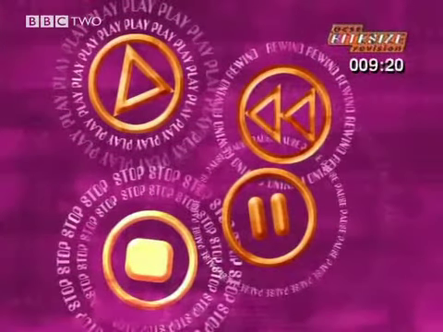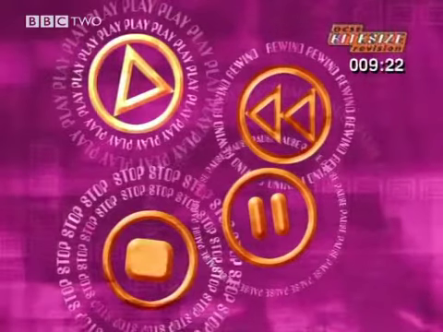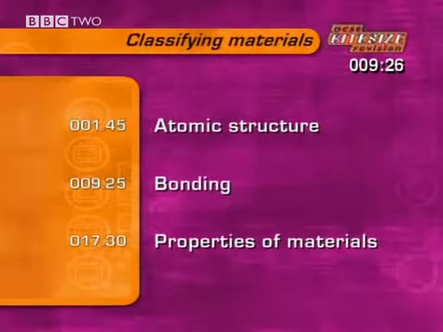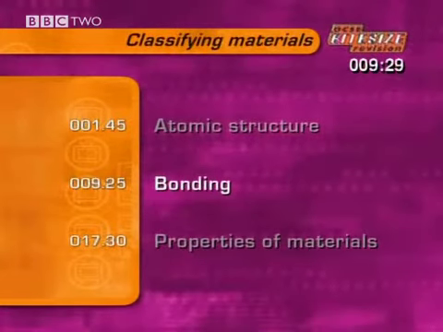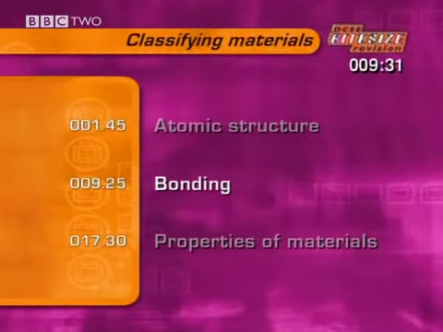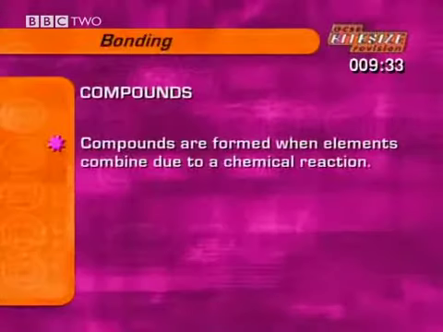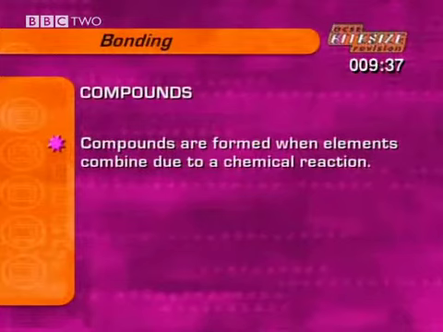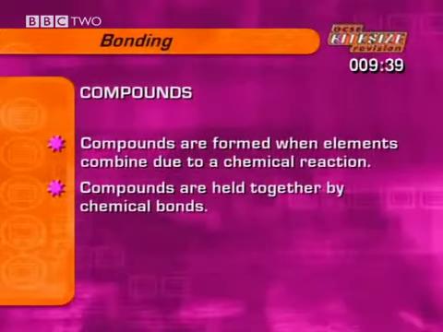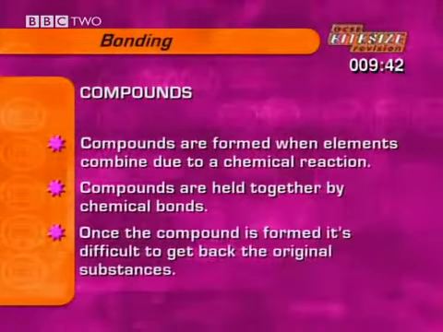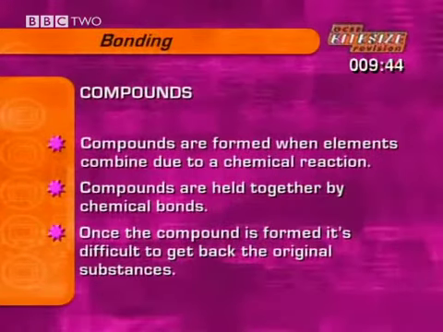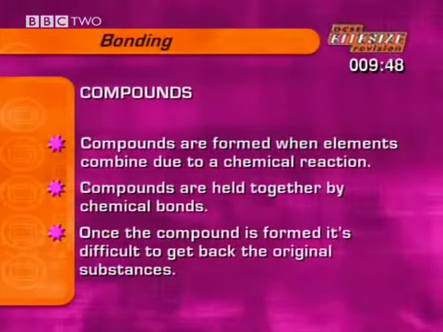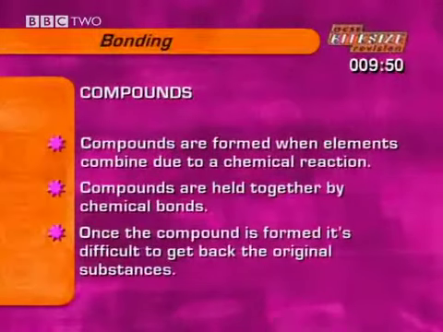That's the end of the section on atomic structure. The next section is about bonding, how elements combine with each other. Compounds are formed when elements combine due to a chemical reaction. Compounds are held together by chemical bonds. Once the compound is formed, it's difficult to get back to the original substances. This clip explains the role electrons play in making different types of chemical bonds.